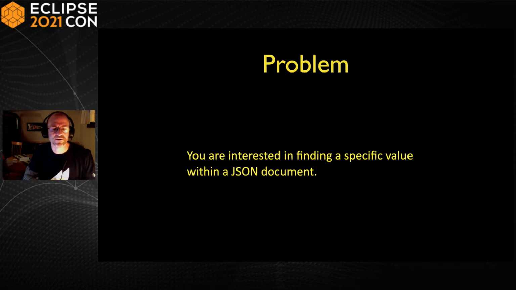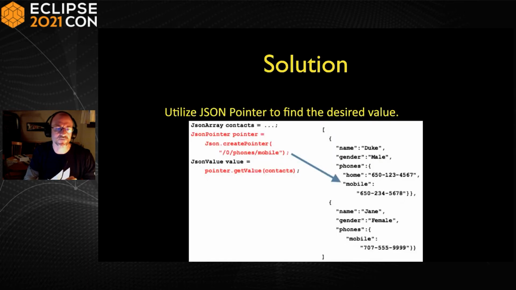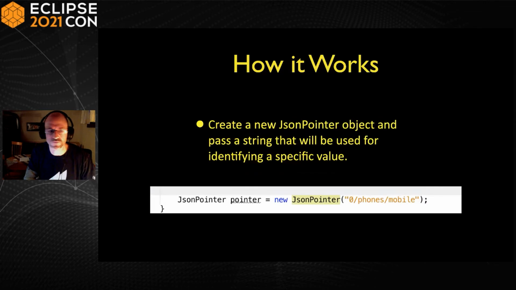So what happens if you're interested in finding a specific value within a JSON document? What I mean is you want to point to a specific element within that JSON document. You can do that with what's called a JSON Pointer. As you can see, in this situation, we would want to find the mobile element. And what I can do is create a JSON Pointer to find that specific element, and then I can get the value of that element as well.